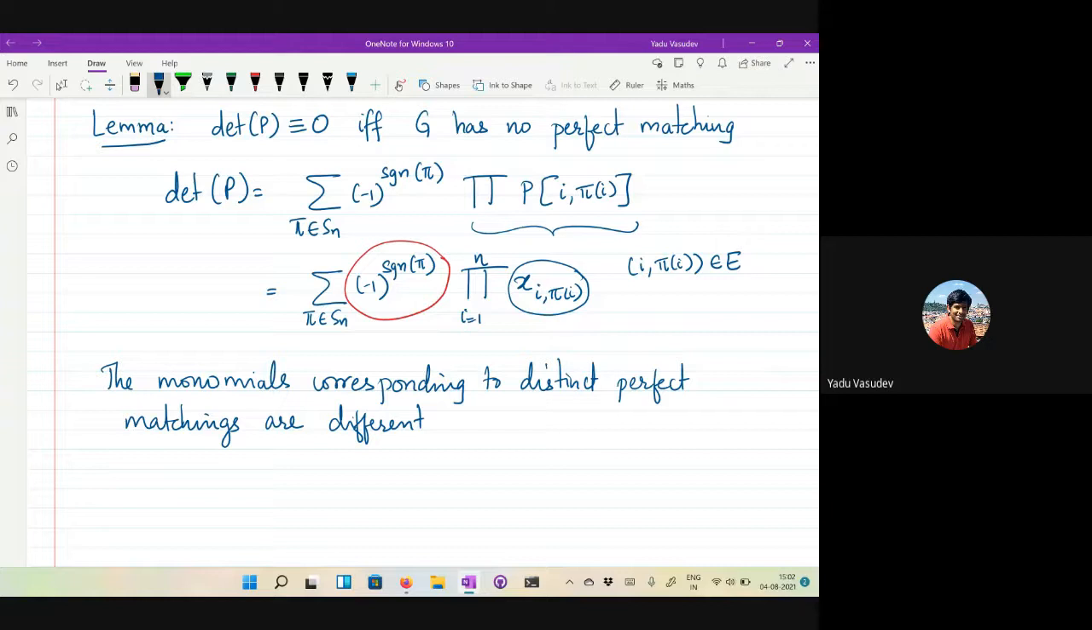And now this gives you the algorithm. You have converted the problem of checking whether a graph has a perfect matching to a question about polynomial identity testing, because you have a matrix P with variable entries in it and some of the entries being 0.